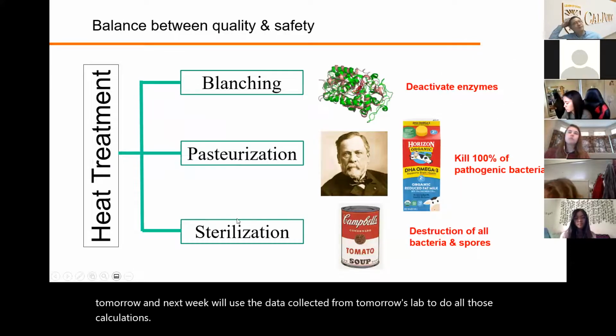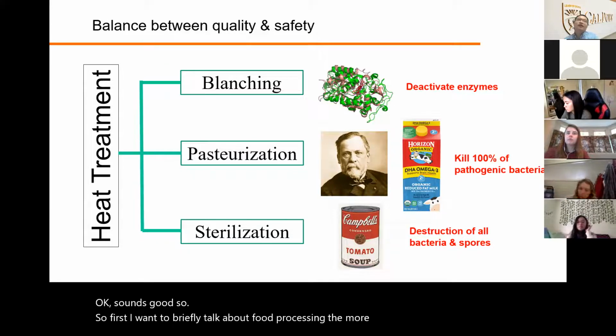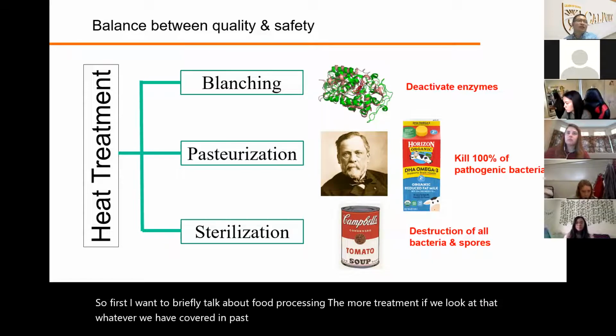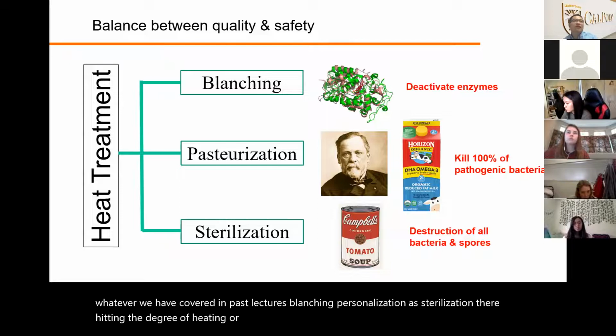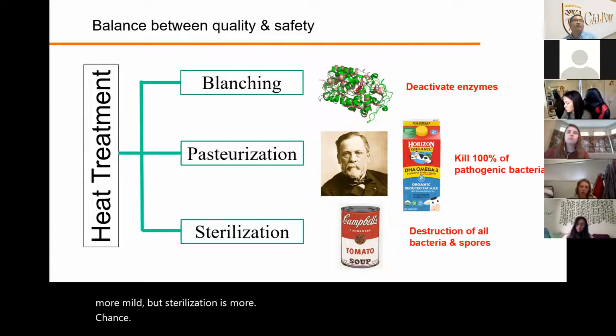Okay, sounds good. So first, I want to briefly talk about food processing, thermal treatment. If we look at whatever we have covered in past lectures, blanching, pasteurization, and sterilization, their degree of heating is all quite different, right? So blanching and pasteurization are more mild, but sterilization is more intense. So regardless of mild or intense process, the goal is always a balance between food quality and safety, right?